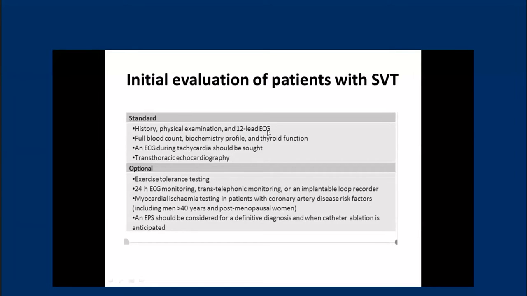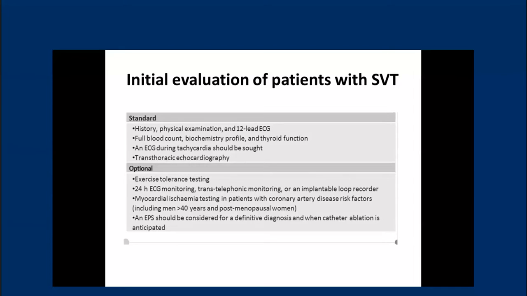Sometimes the ECG may show ST depressions as well, which can be confused with ischemia, but in patients with no other risk factors for coronary artery disease with clear history of SVT, the ST depression as well as the occasional troponin elevations are unrelated to coronary artery problems. And echocardiography is helpful to look for structural heart disease. And other additional tests usually will depend on the type of the patient.